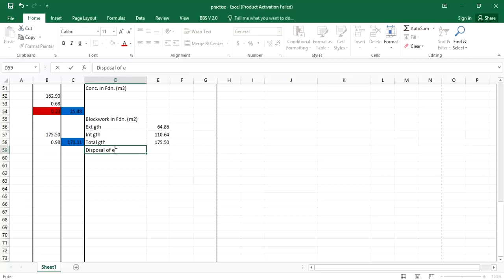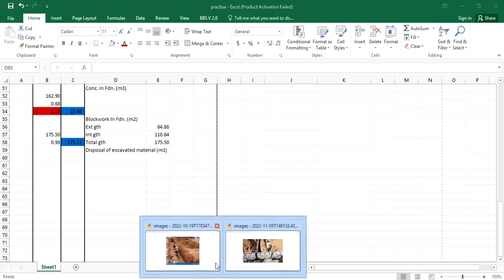Disposal of excavated material is measured in meter cube. For our disposal of excavated material, we are going to do what we call earth adjustments. Let me show you a picture.